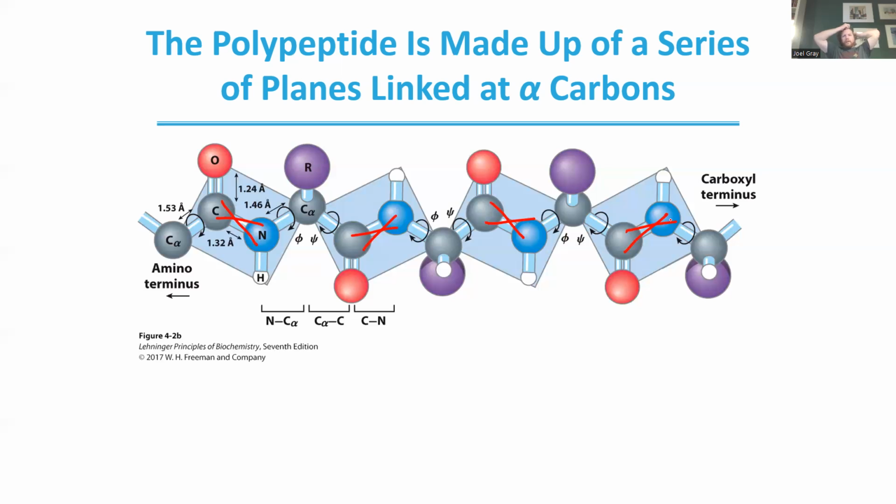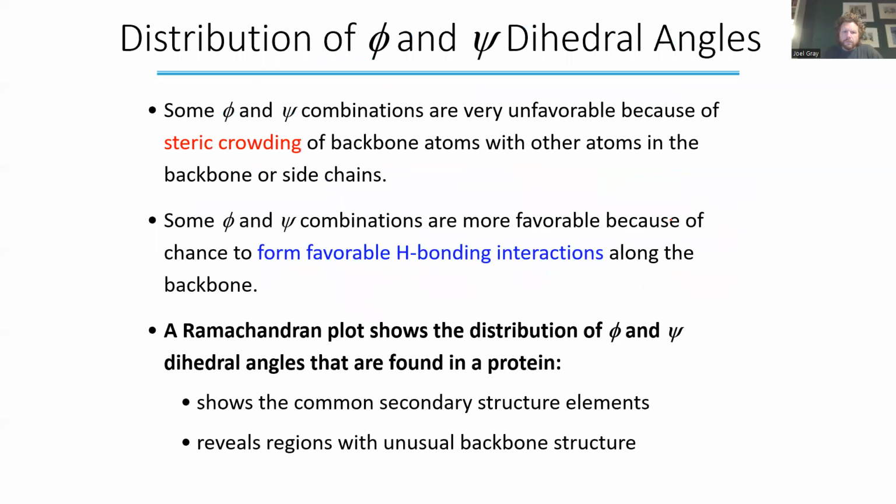Now what that means is my phi angles and my psi angles, those are going to have unique measures. Those are going to have measures that are stable or unstable. And those phi and psi angles, they're going to cause the molecule to rotate, or parts of the molecule to rotate, and they're going to kind of restrict different parts of the molecule. So some phi and psi combinations are very unfavorable because of steric crowding of the backbone atoms with other atoms in the backbone or those side chains.